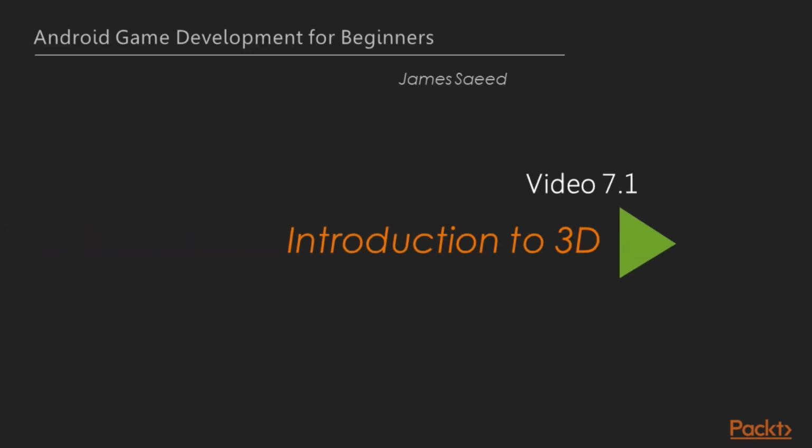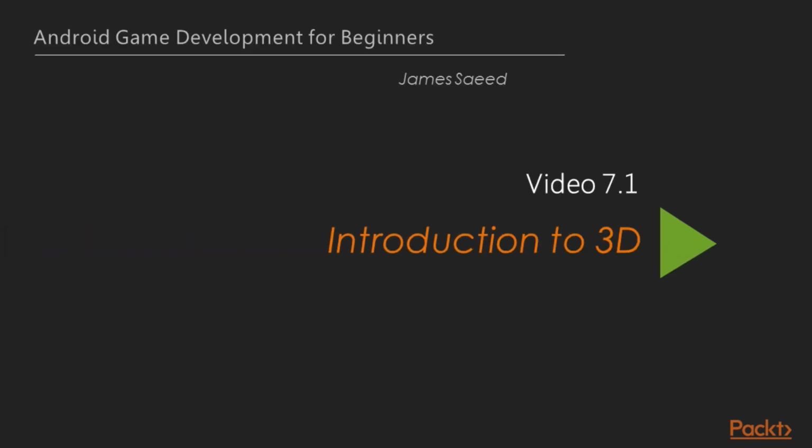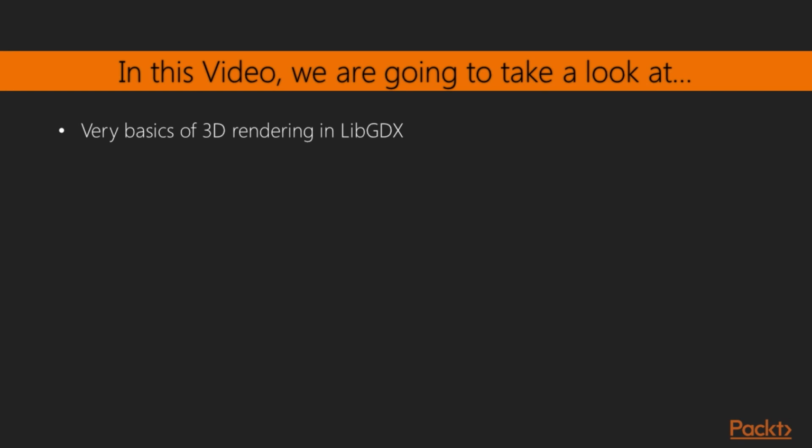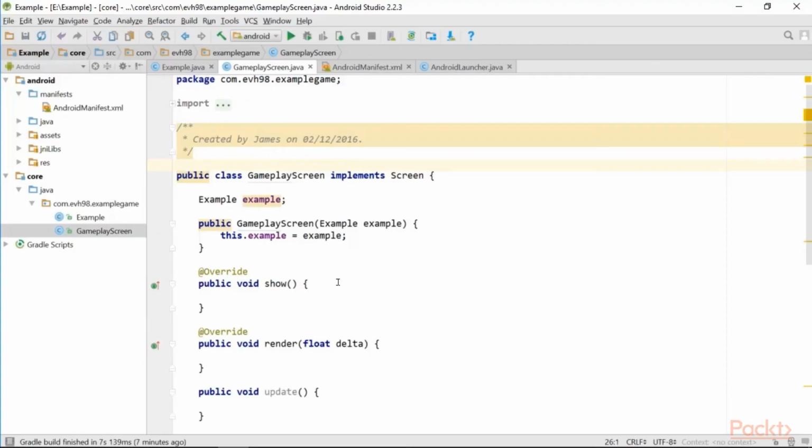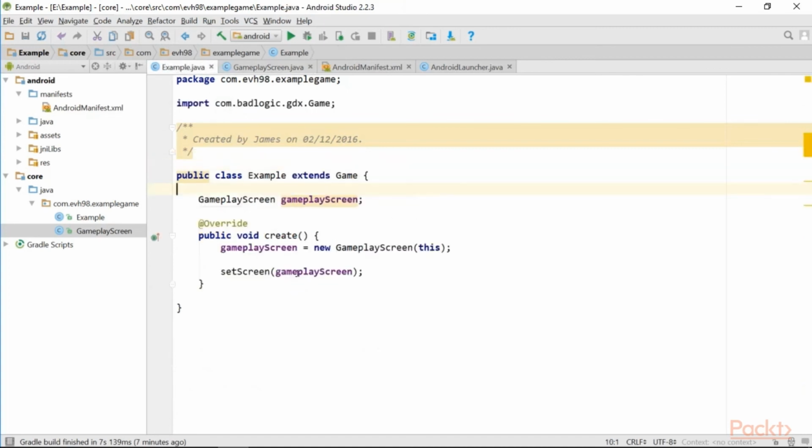We're now going to take a look at incorporating 3D into our Libgdx game. In this video, we're going to take a look at the very basics of 3D rendering in Libgdx using a completely different camera. As you can see, I've reset my gameplay screen completely, and I've deleted the main menu screen. This is because now that we're going into 3D, pretty much everything is going to be different, so we may as well just start from scratch. And I've also taken the main menu screen out of the main class as well.